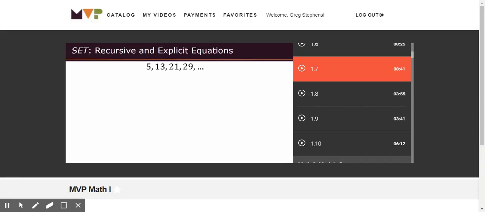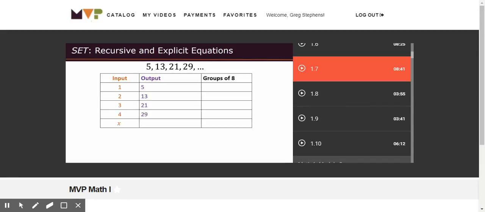This sequence could be rewritten in the following table. Term 1 gives us 5. Term 2 gives us 13, or 5 plus 8. Term 3 gives us 21, or 5 plus 8 plus 8.